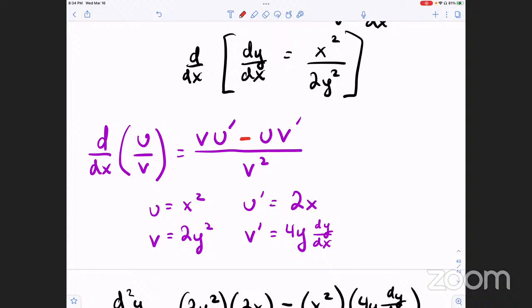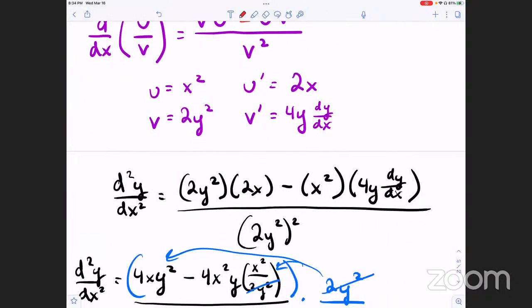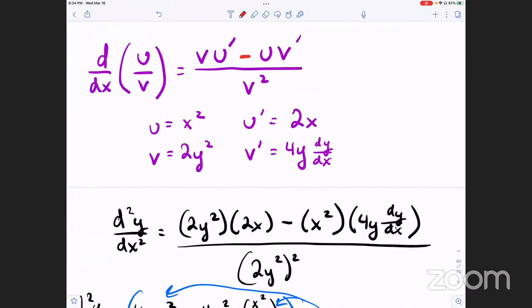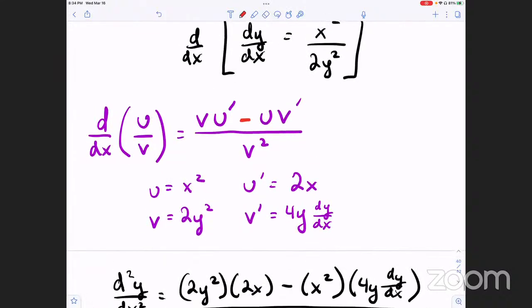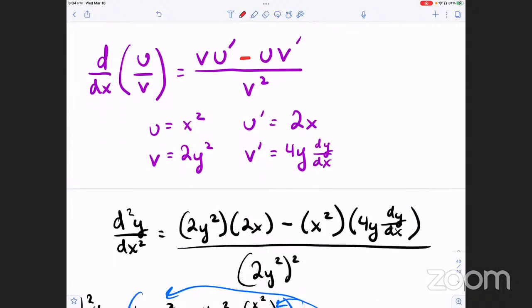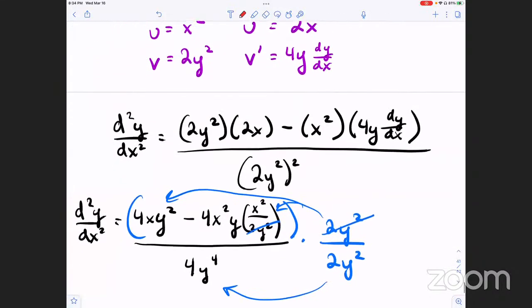So the bottom times the derivative of the top minus the top times the derivative of the bottom, over the bottom squared. Okay, all of that stuff should be good. But we put minus here. So we had a plus there, but we put our minus here. So our u should be x squared, our v should be 2y squared. So then our u prime is 2x, our v prime is 4y dy by dx. Okay, so then we apply it.